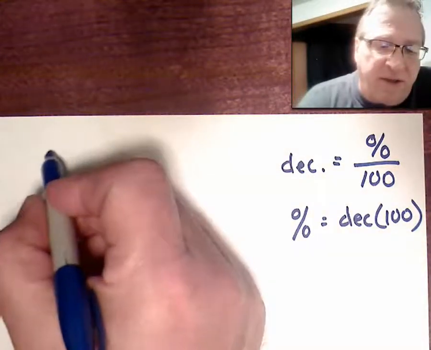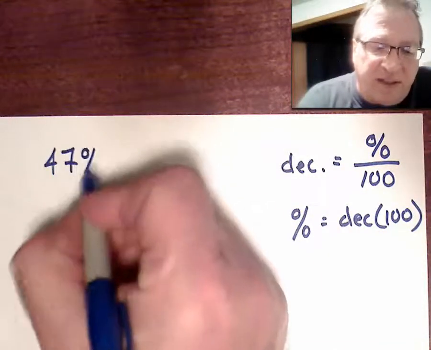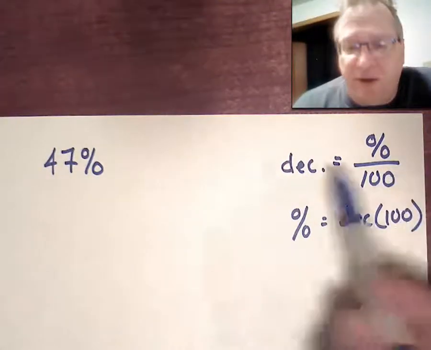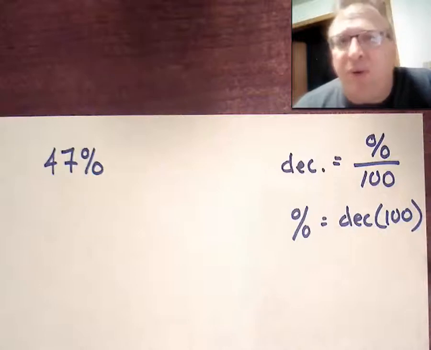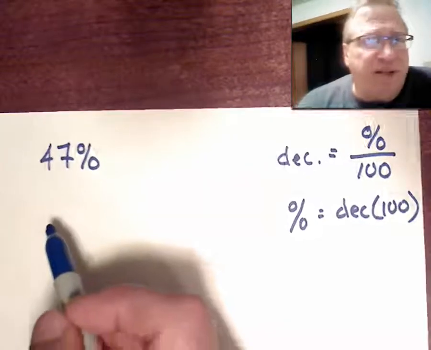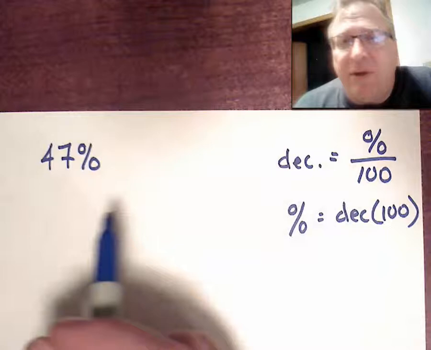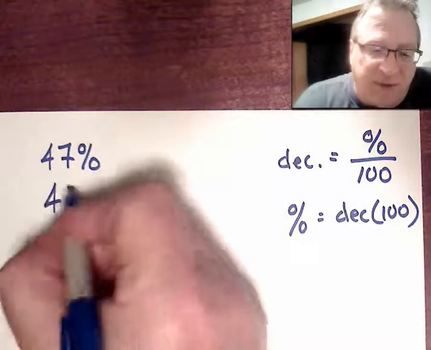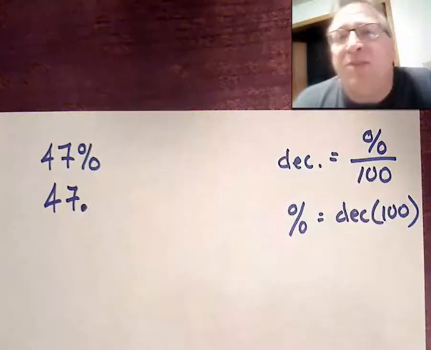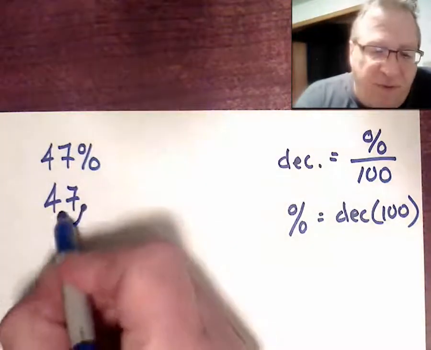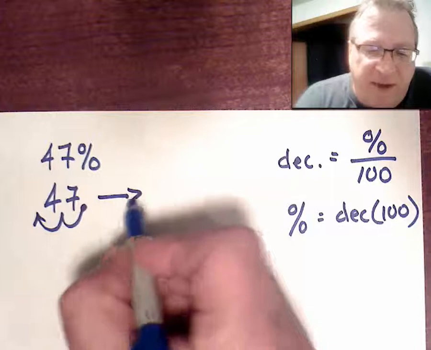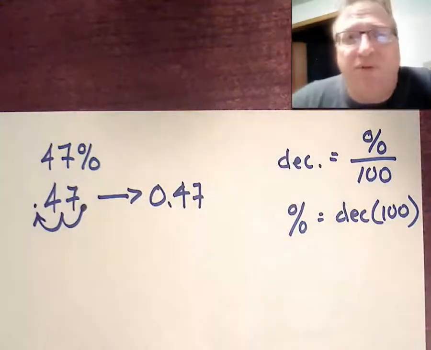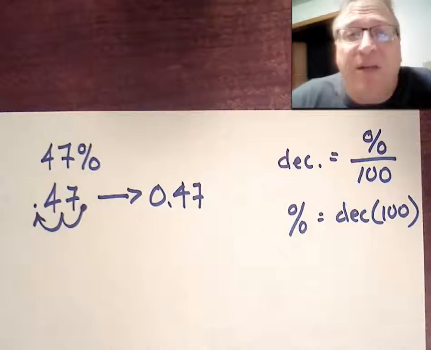Well, let's use 47% this time. Our rule says we take that 47% and divide it by 100, and that'll give us the decimal version. That's exactly what we do. I use a little trick when I do this. I know that dividing by 100 simply means you move the decimal point 2 places to the left. There's an implied decimal point right there in 47. If you move that 2 decimal places, you end up with a decimal point right there. That's 0.47. That's the decimal equivalent of 47%.